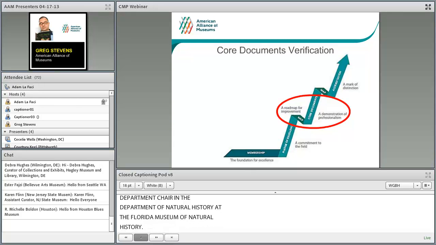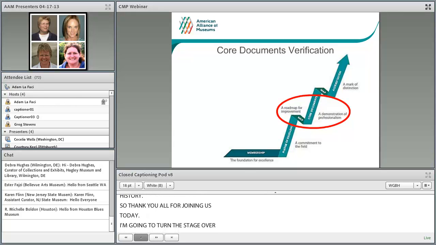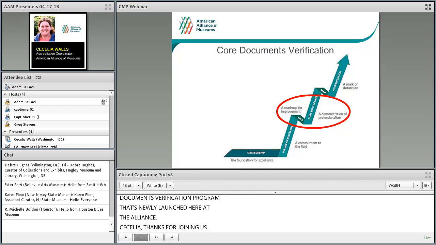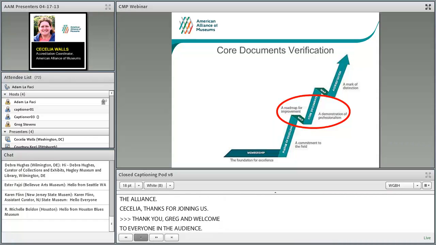I'm going to turn the stage over to my colleague Cecilia, who's going to talk a little bit about today's program and where it fits in the overall core documents verification program that's newly launched here at the Alliance. Cecilia, thanks for joining us. Thank you, Greg, and welcome to everyone in the audience. I'm so glad that you were able to join us today. This webinar is part of a series of webinars that we're having this year, a 5-part series, that is related to the Core Documents Verification Program.